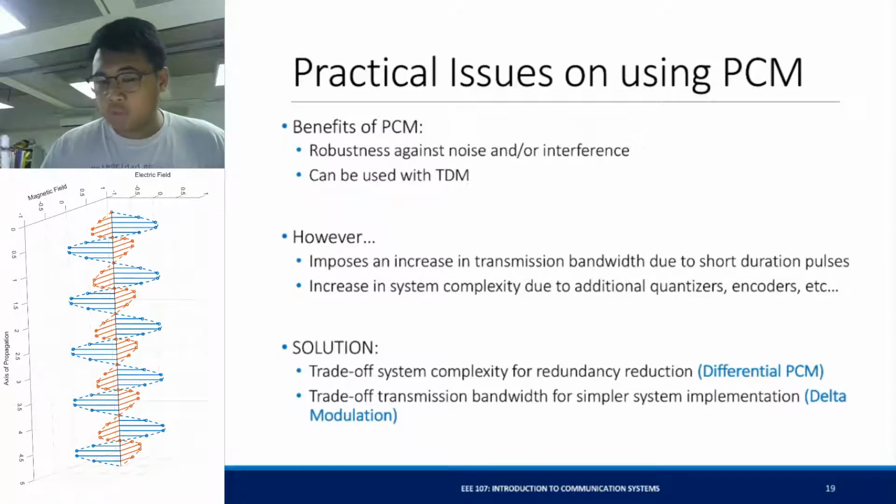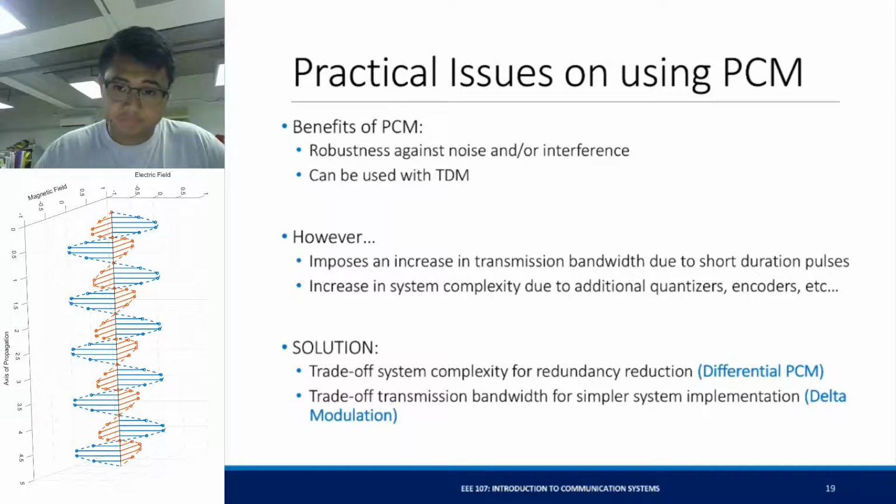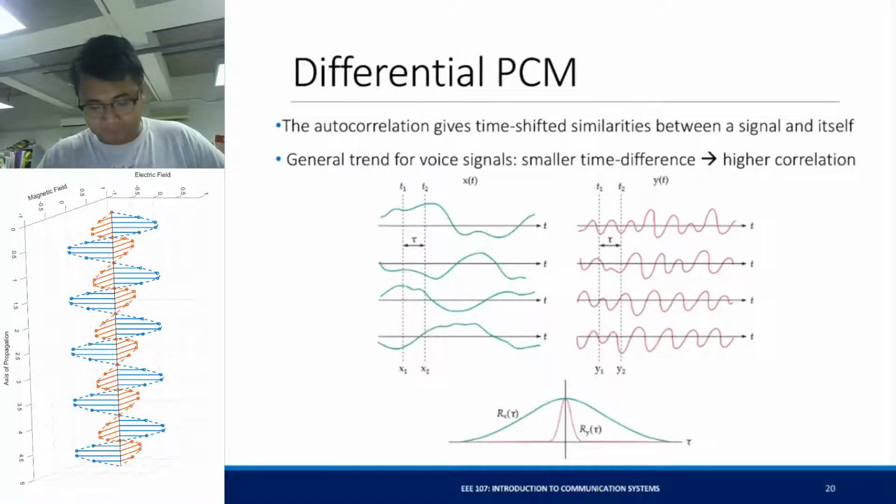So if we want to reduce the complexity, or if we want to increase the bandwidth efficiency, there are two approaches. Right? We can increase the complexity, but we reduce the bandwidth using what we call the differential PCM. Or we increase the bandwidth for a simpler system implementation, and this is your delta modulation. So how do they work? A differential PCM, because it uses the concept of autocorrelation.